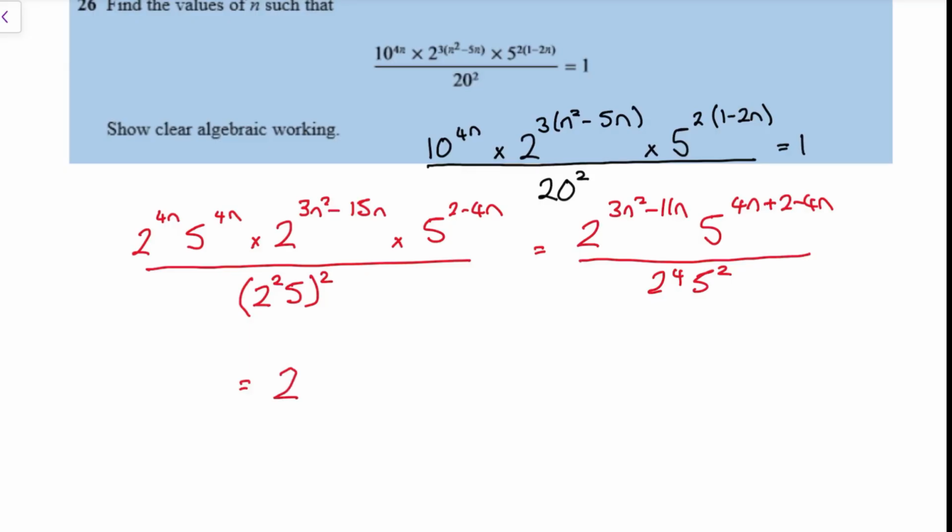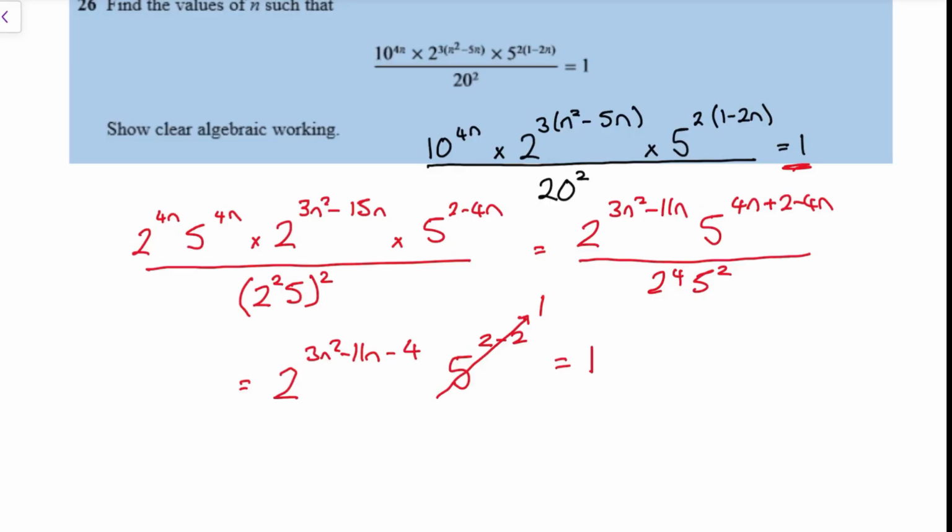Okay, let's try and tidy all of it up in one go. So just look at the 2s. I've got 2 to the 3n squared at the top, minus 11n at the top, and then because the 4 is on the denominator, I take away the power because I'm dividing, so it's 3n squared minus 11n minus 4. And the 5s, well, I've already accepted that 4n minus 4n cancels out, so that's just going to be 2 minus 2, and of course that makes sense because 5 squared divided by 5 squared is just 1, which means that it goes to the power of 0, because anything to the power of 0 is just 1. And remember, the question itself tells me this whole equation is equal to 1.